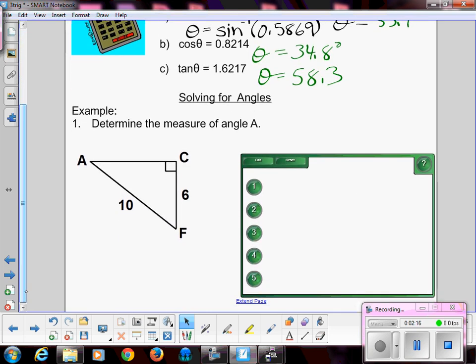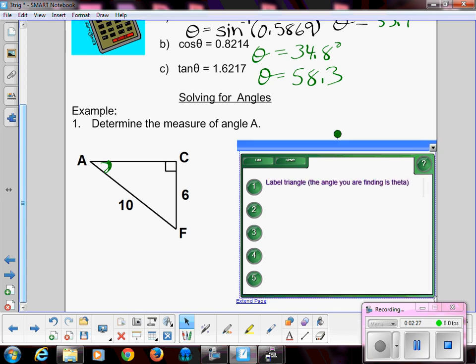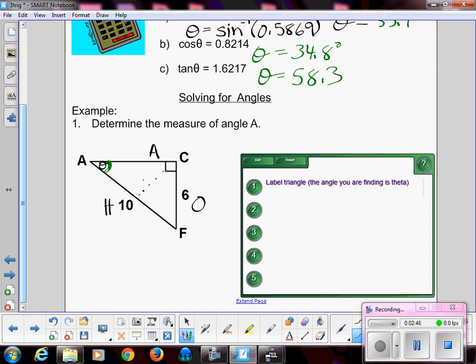So let's look at some examples. It says determine the measure of angle A. So I'm interested in angle A here in this question. Now again, I have kind of a step thing here, whether you use it or not. I'm going to label the triangle, and the angle that you are finding, which in this case is A, is that theta that we talked about before. So this is the theta that they want. So again, my hypotenuse, opposite of the theta, and this is adjacent.